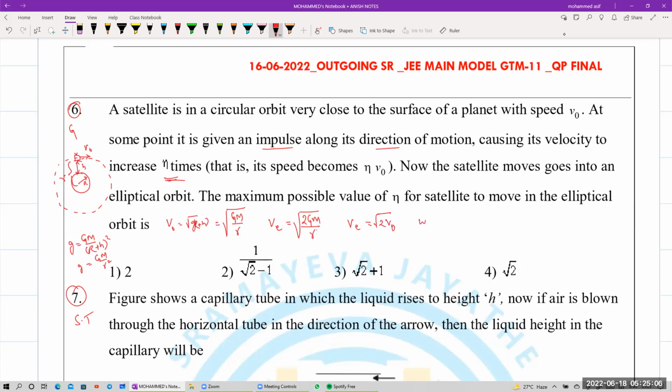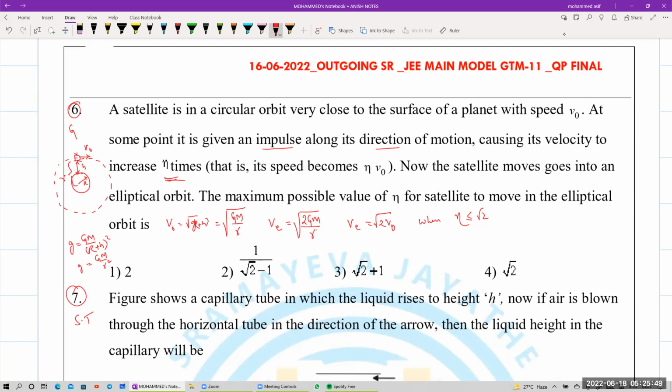So I can say that when eta is lesser than or equal to root 2, because speed is becoming n times v0. Otherwise the satellite will escape from the gravitational field of the planet and enter into space. So what is the answer I can write for this one? n must be lesser than or equal to root 2. The value of root 2 is nothing but 1.4, and this one is nothing but 2. So what can I write as the answer?